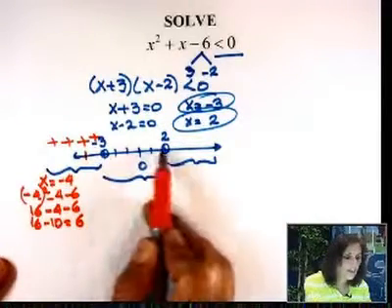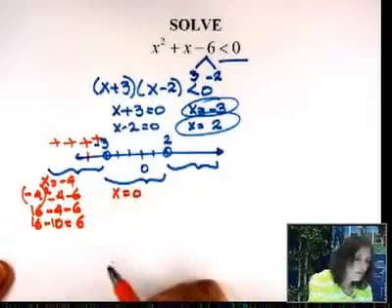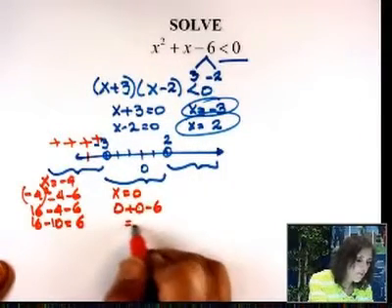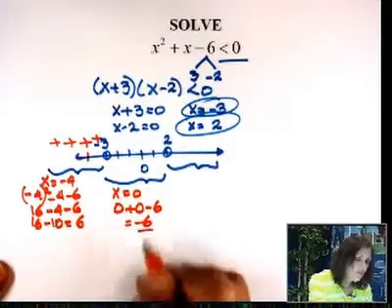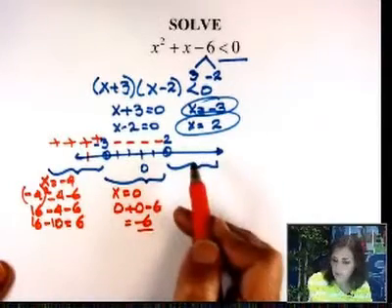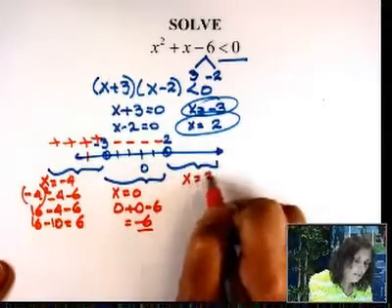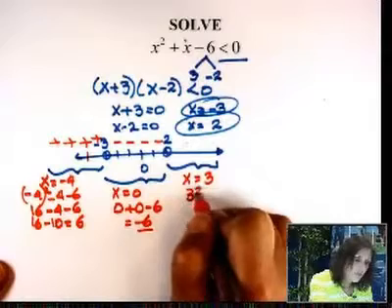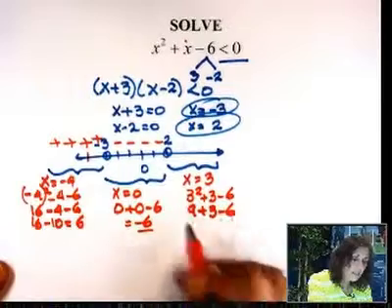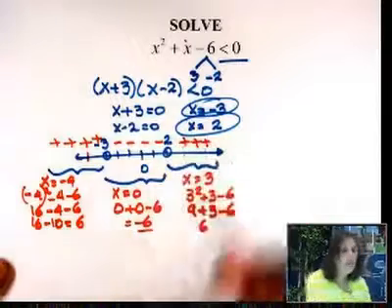Now let's look between negative 3 and 2. Let's pick a test point, x equals 0. Put it in: 0 plus 0 minus 6. That ends up negative 6. That means it's going to be negative right here. And let's pick another point after 2, like 3. Put it in. I get 3 squared plus 3 minus 6, that's 9 plus 3 minus 6, that's 12 minus 6, that's 6. That means this is going to be positive here.